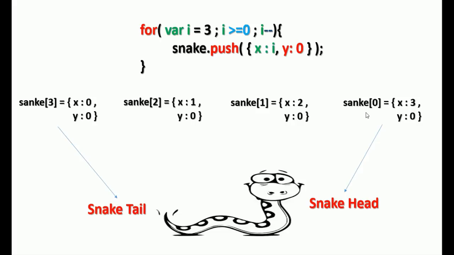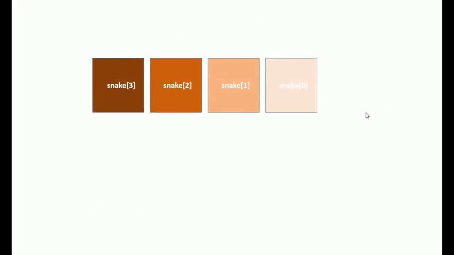In an HTML file, in a canvas, our snake will look like this: 4 horizontal cells, their coordinates, and this is the head and this is the tail. Now to move the snake, all we have to do is remove the tail and add a new head. So simple. Now to remove the tail we're gonna use the pop function. The pop function removes the last entry of an array. Our snake is an array, so the pop function will remove the last entry, the tail. And then we're gonna add a new head.